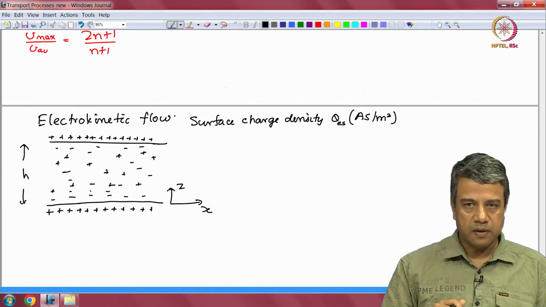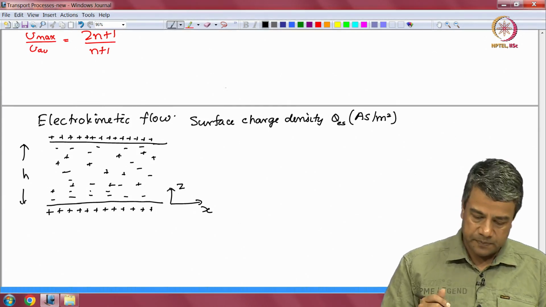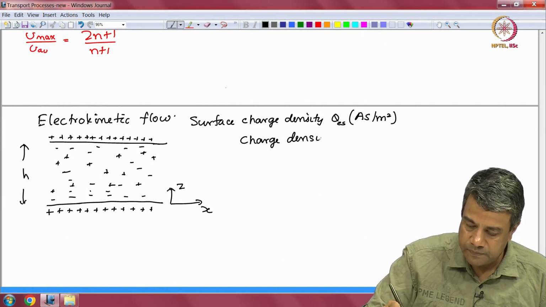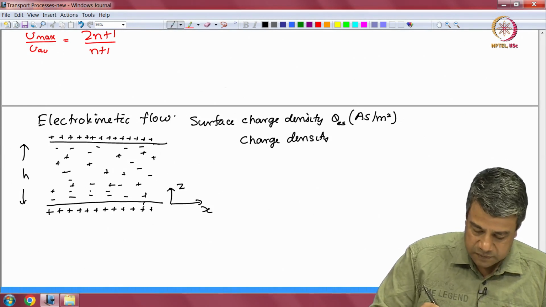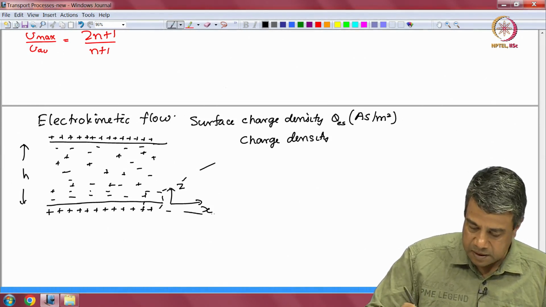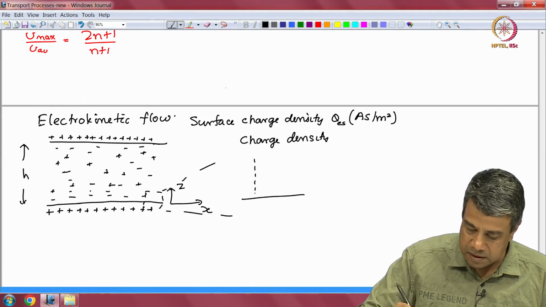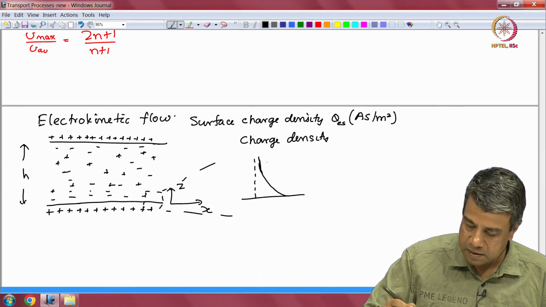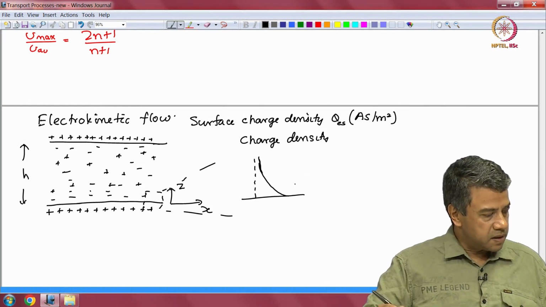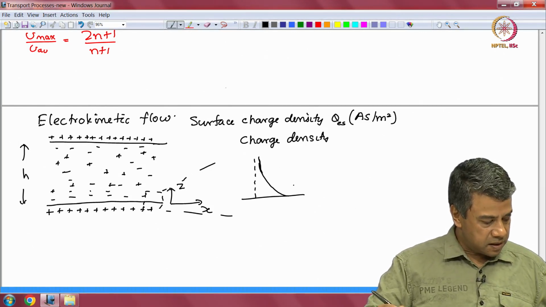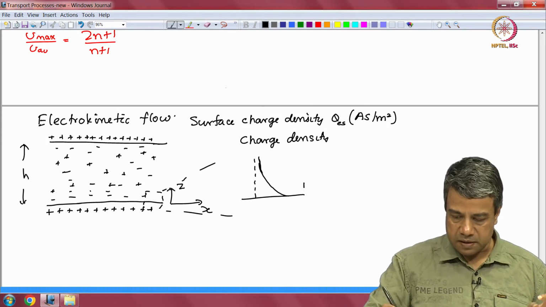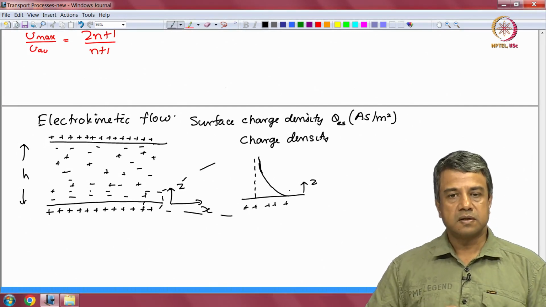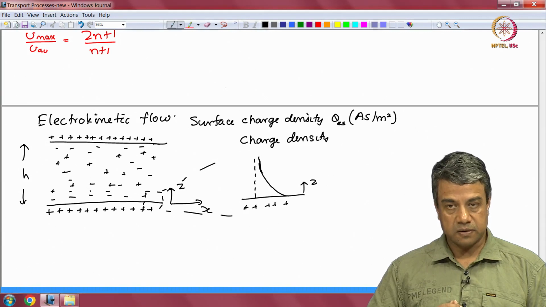So, if I plot the charge density, if I just look close to the surface and expand out the charge density, you will find that the charge per unit volume is going to decrease exponentially from the surface. The charge density decreases exponentially from the surface, and that charge density is given by an exponential relation as a function of z. So, because the surface is positive, it is going to attract negative charges. Therefore, there will be an excess of negative charges close to the surface.